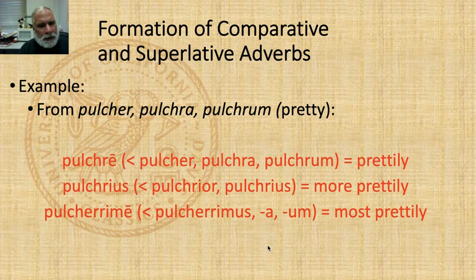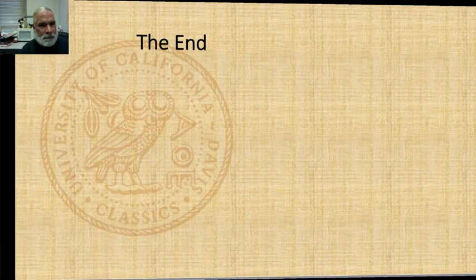And pulcherrime is the superlative form of the adverb. It comes from the superlative adjective pulcherrimus. Merely turn that final us into an e, and you get the superlative form, and that means most prettily. The end.